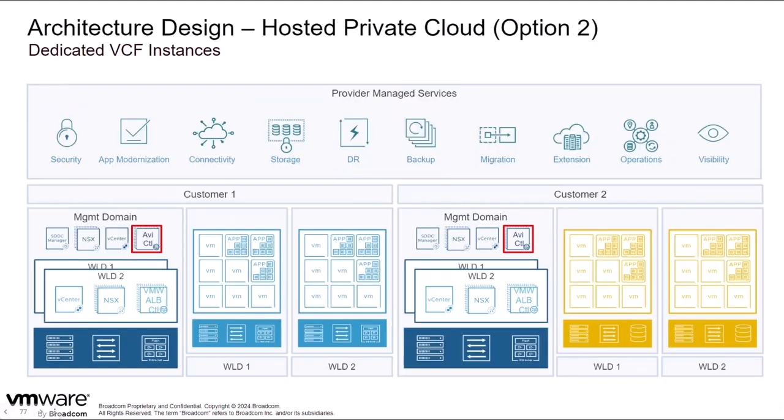This diagram shows the hosted private cloud model option 2. This is essentially, again, VCF as a service, where each customer has their own dedicated VCF instance with their own management domain. The Avi controllers are located in separate management domains as opposed to a single shared management domain. And again, each tenant would have at least one dedicated service engine group in their workload domain.